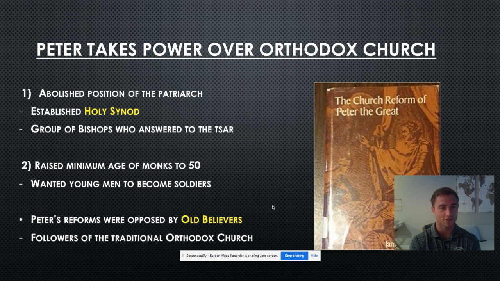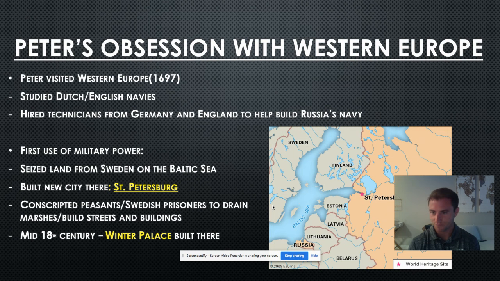He is going to then weaken the church further by raising the minimum age of monks to 50. You cannot be a monk until you're 50 years old. And so people that would have become monks are now going to become soldiers or become workers for the government. Obviously, people that are very devout are going to be opposed to these changes. And these people are called the old believers. And they're going to want to fight back for the more traditional values of the Russian Orthodox Church.